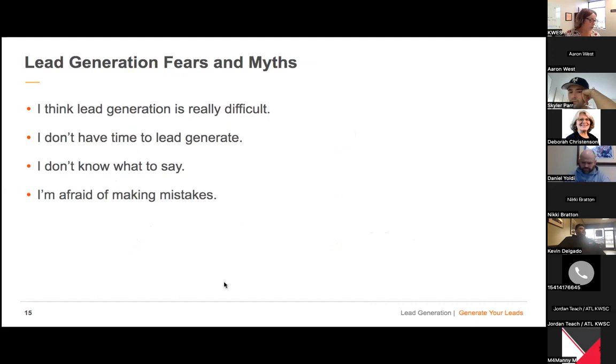And if you look to your packet, the first page is going to talk about the lead, you as the lead generator. What are some of the lead generation fears and myths? It's understandable there's a lot of fear around lead generating. Even though we all know it's the most important aspect of the business, a lot of people have some fear or some myths about what that looks like.